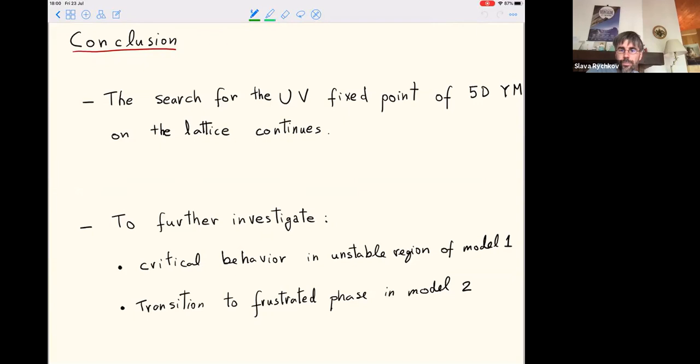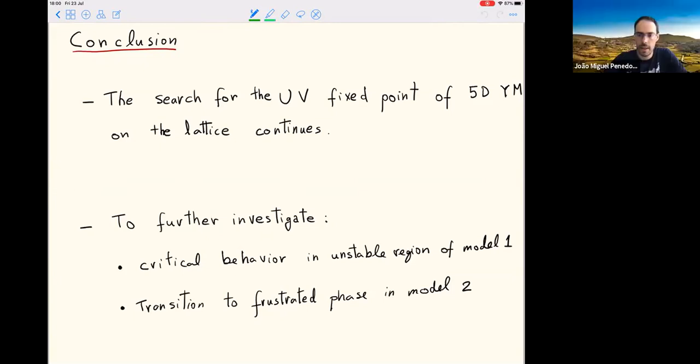Thanks, João. Yeah, what should we try? Does anyone have any suggestions? I think it would be nice to hear a bit more about this supersymmetric approach, where they really gave a proposal of how to find it, if Lorenzo wants to.